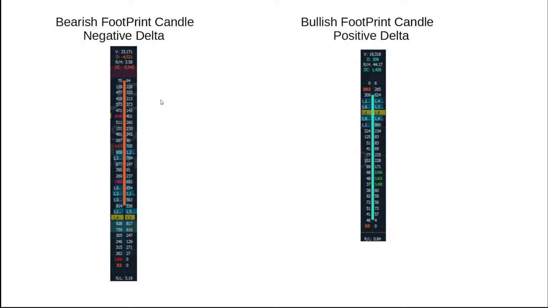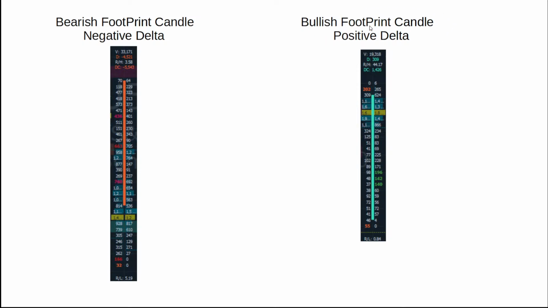In this example, we have a bearish footprint candle with negative delta. I'm going to break all of that down. The bearish part is in the middle, you can see there's a red candle, just like our regular red candles that we trade with in TradingView. Up here at the top, we have our delta, and in this instance, it's negative 4,521.